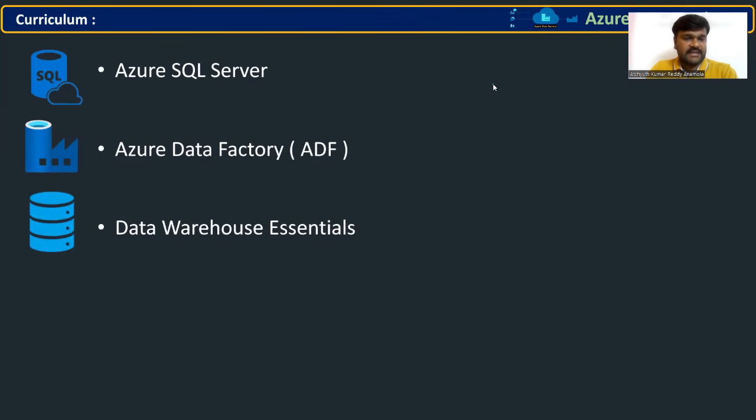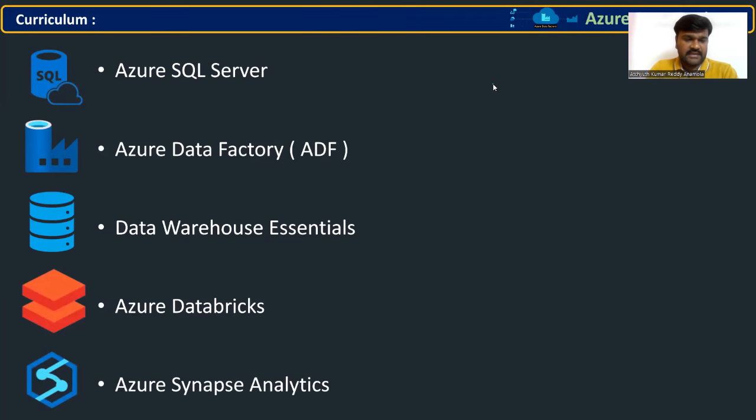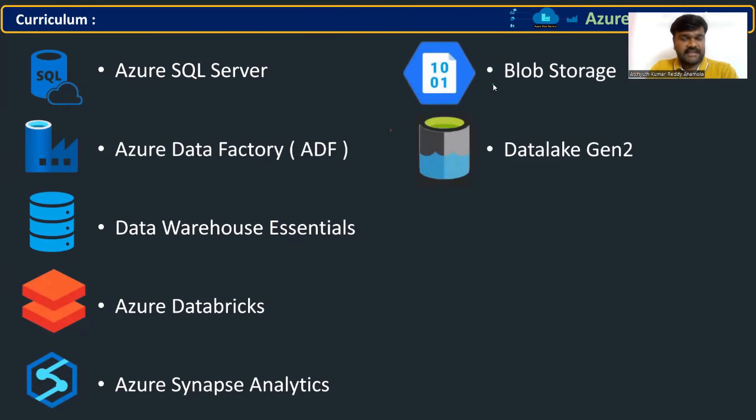Another one is, of course, you must know data warehouse essential concepts theoretically. Okay. The other technologies are Azure Databricks for processing, Azure Synapse Analytics for analyzing your data, Blob storage, and then Data Lake Gen 2. So Blob storage and Data Lake Gen 2 are the data stores where you are going to place your flat files or a huge amount of data, whatever you have, in these data stores actually.